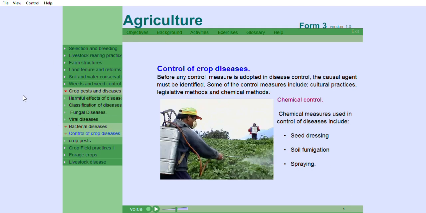Control of crop diseases. Before any control measure is adopted in disease control, the causal agent must be identified. Some of the control measures include cultural practices, legislative methods, and chemical methods. Chemical control. Chemical measures used in control of diseases include seed dressing, soil fumigation, and spraying.